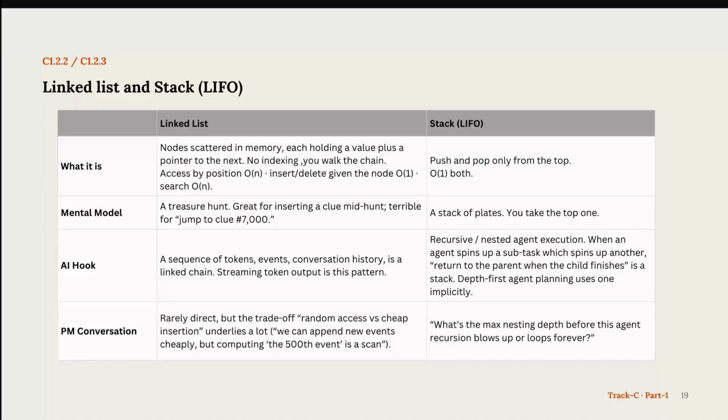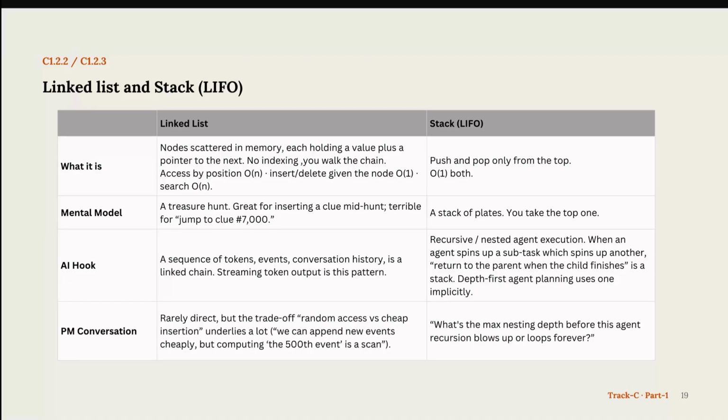Linked list is nodes scattered in memory, where each node holds a value plus a pointer to the next. It's like an address telling you, hey, go there. Imagine a treasure hunt. You start with one point and then they give you a clue, and you solve that clue, you go to the next point.